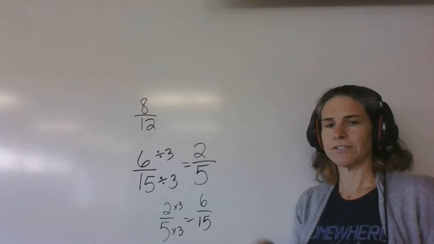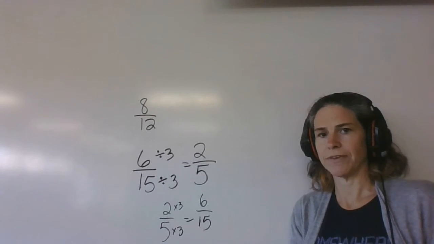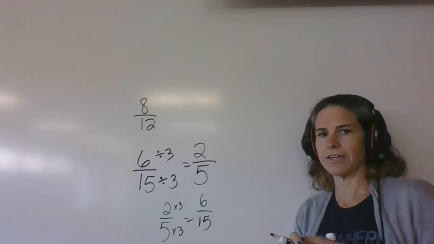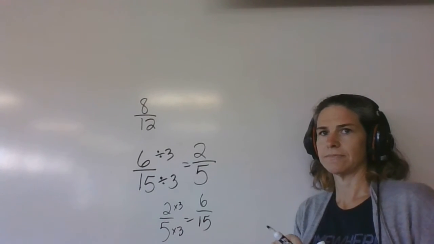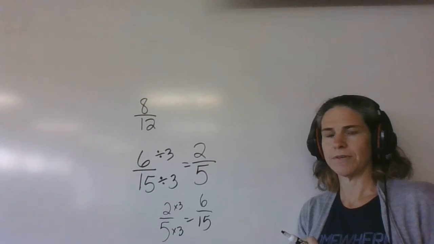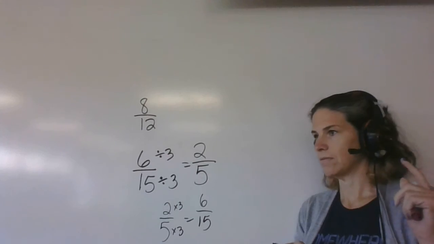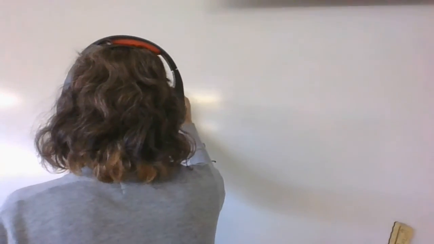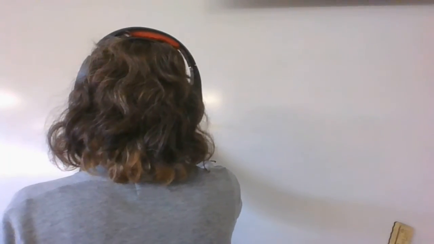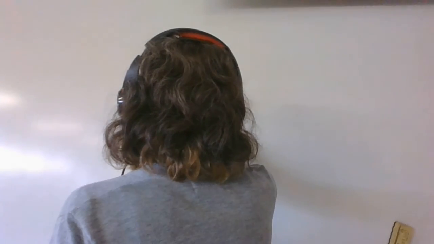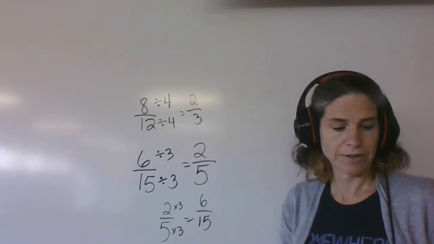What is a factor that goes into both 8 and 12 evenly? What's the greatest common factor that goes into 8 and 12? Biggest number that goes into them evenly? Oh, I think I heard somebody say 4. Yep. Okay. So 8 divided by 4 and 12 divided by 4. 8 divided by 4 is 2. 12 divided by 4 is 3. So that's how you simplify your fractions.